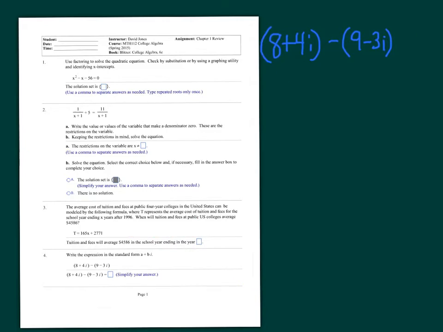Okay, (8 + 4i) minus (9 - 3i). So we're subtracting the second pair of parentheses. And be careful you don't distribute here, because it may look like we're multiplying these two parentheses, but that minus in the middle shows us that we're not multiplying these, so we won't want to do any sort of distribution.